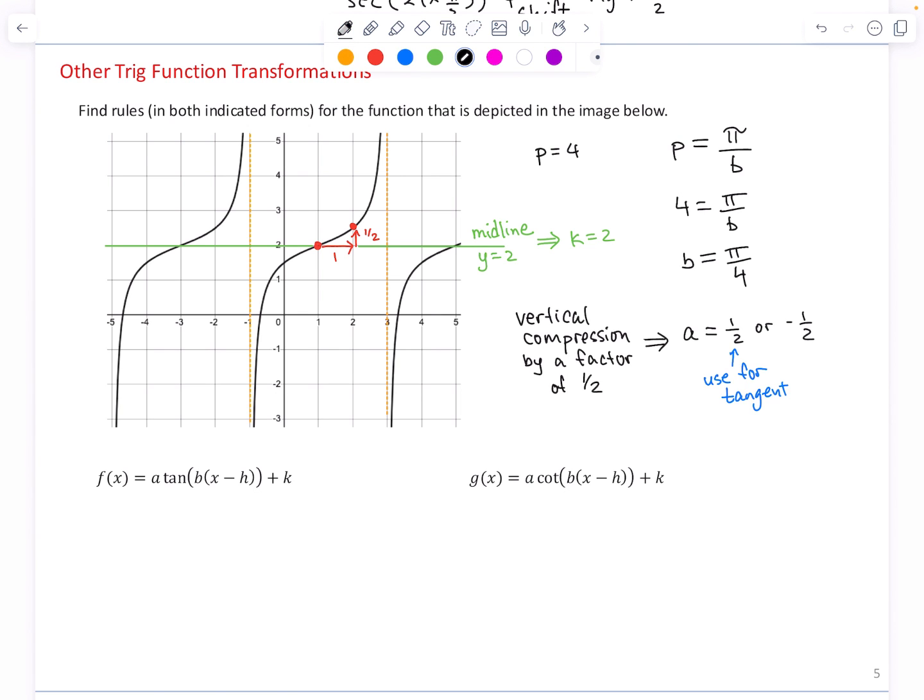So at this point, let's fill in what we do know. A has to be 1/2, and then we have the tangent of b, which is pi fourths, times parentheses x minus h, end both sets of parentheses, and then plus k, and k is 2. I'm going to graph this without the h to see what phase shift would be necessary to produce our graph.